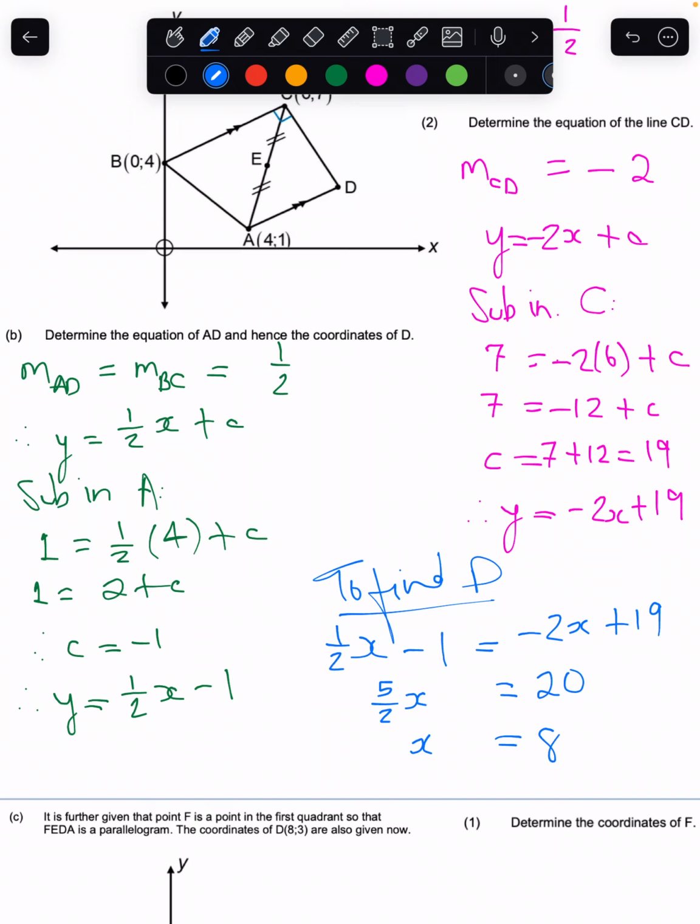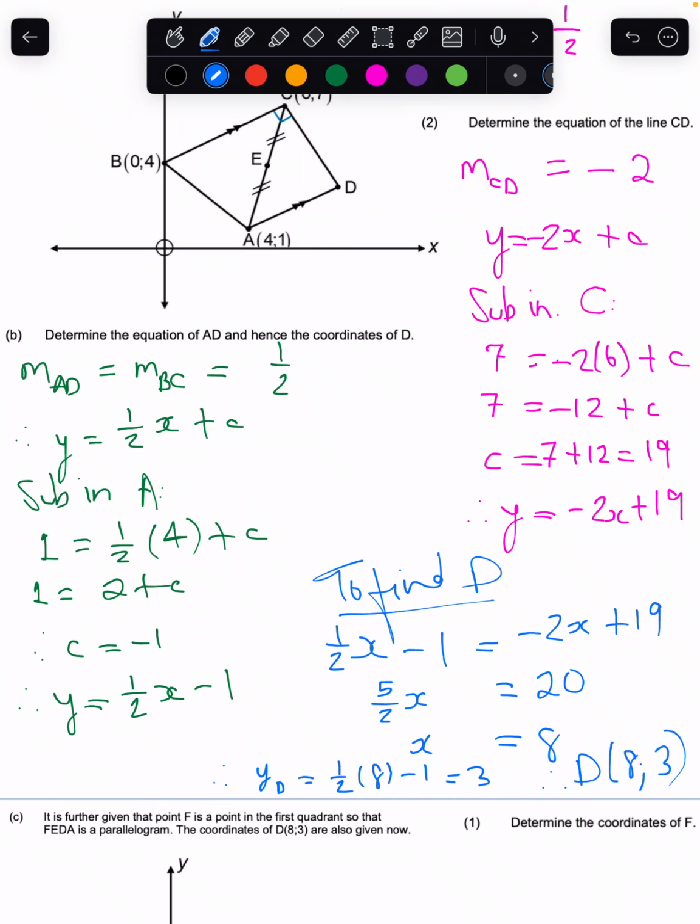Yeah, right. So we know that the x coordinate is 8, and then the y coordinate of D, you could put it into either. That gives me 3. And if I put it in here, I get -2 times 8, which is -16, plus 19 also gives me 3. So, right, therefore the coordinates of D are 8 and 3.